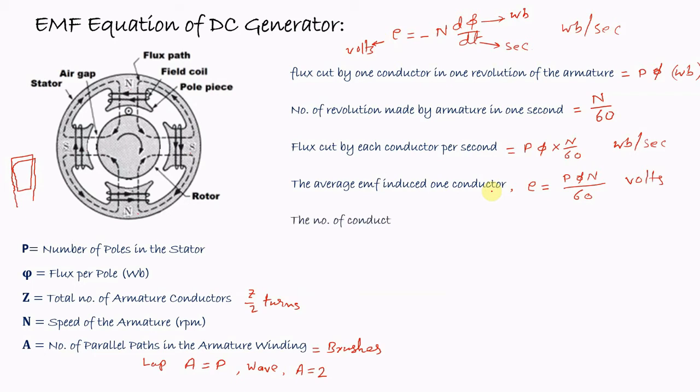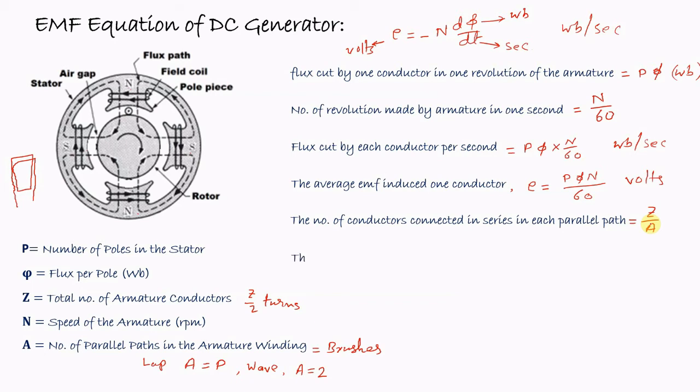Now, the number of conductors connected in series in each parallel path can be written as Z upon A, because as we have already discussed, Z is the total number of conductors and A is the number of parallel paths. So Z by A conductors will come under each parallel path, and the EMF induced in the Z by A number of conductors will be of the same polarity.